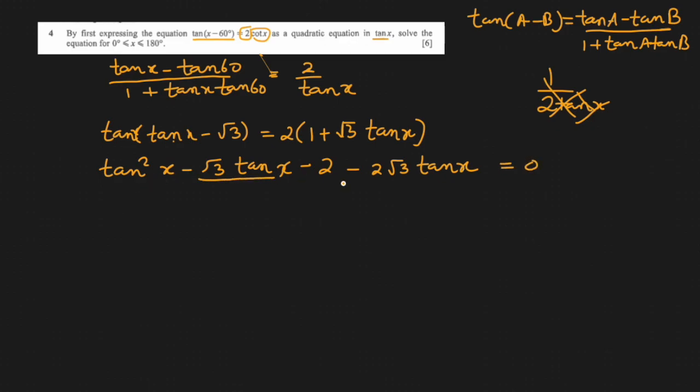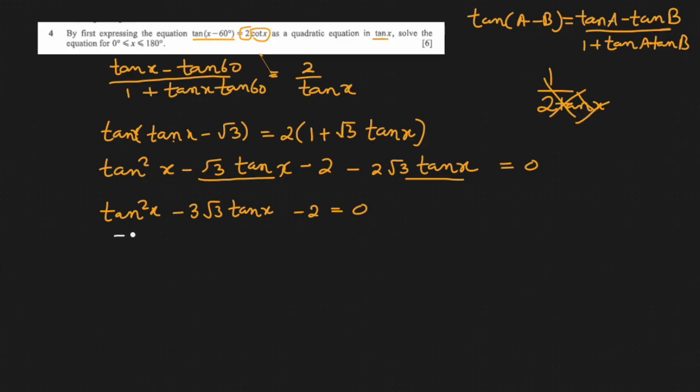So these are like terms, both are negative, so it becomes tan square x minus 3 square root 3 tan x. Because the variable part is the same, we'll just add minus square root 3 and minus 2 square root 3, which gives us this, minus 2 equal to 0. Let me use the quadratic formula for this.